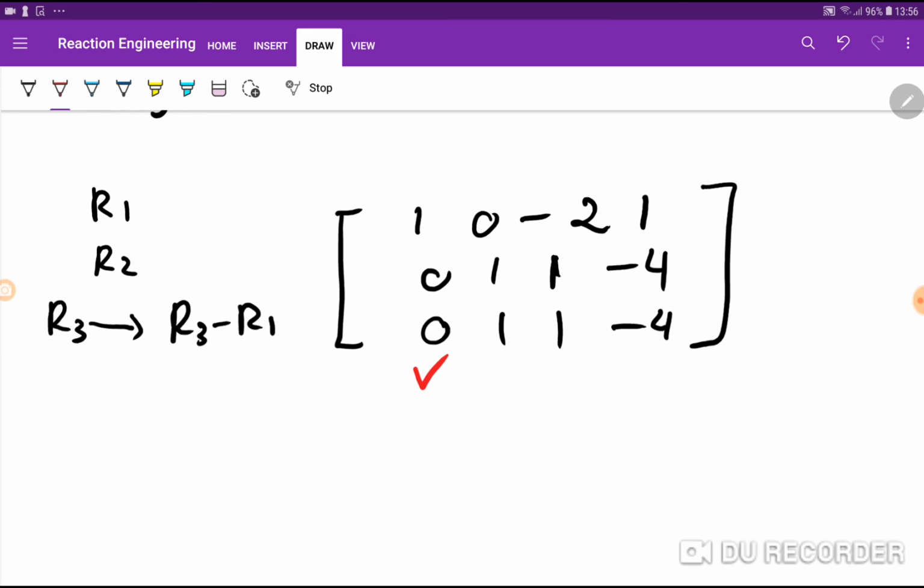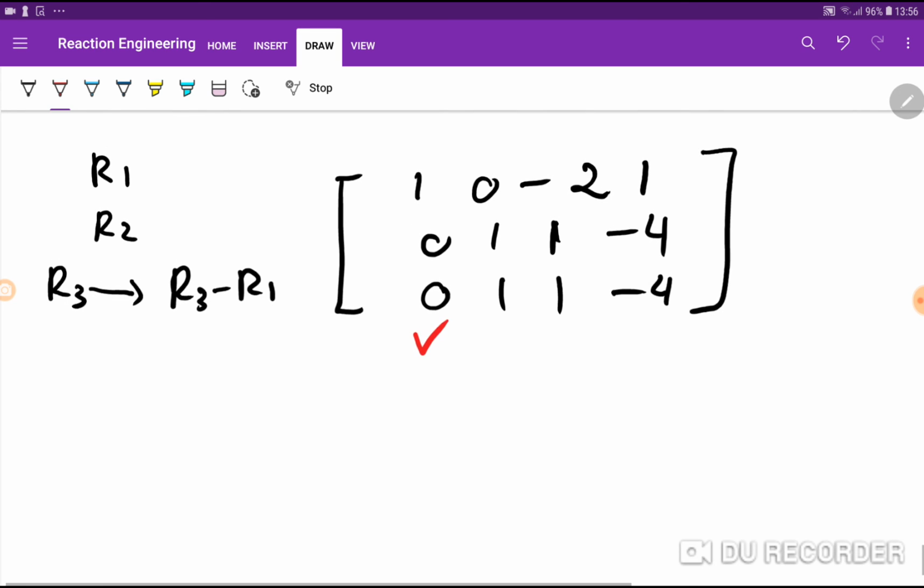Okay, so the first column is 1 0 0, and now we move on to the second column. We have to make sure that this guy's 1 and everything below him is 0. So this guy is 1, that's good, but this one right here has to be 0. Okay, so how are you gonna do that?